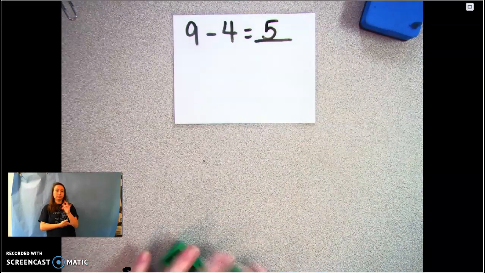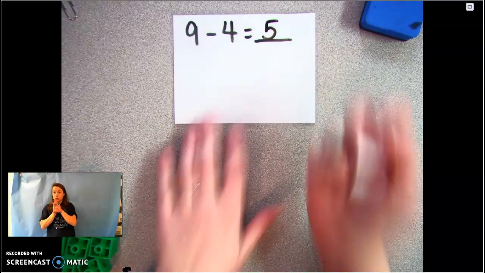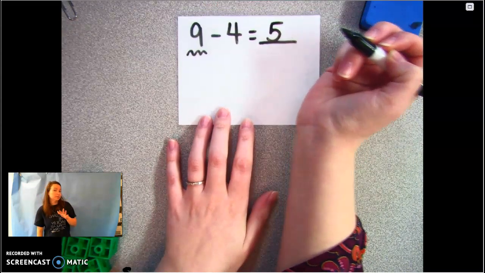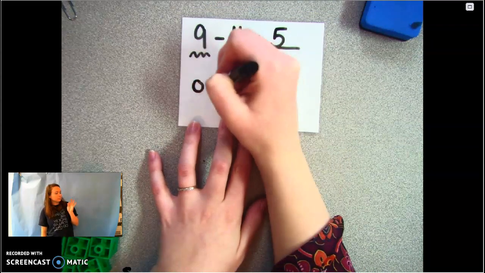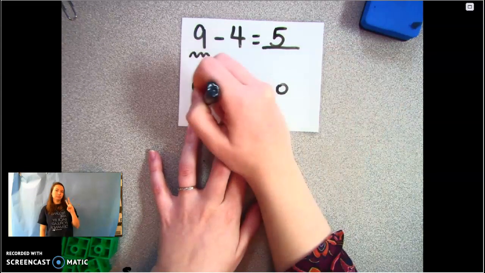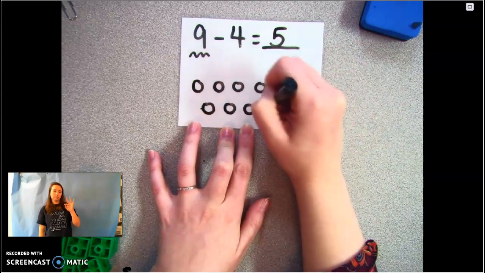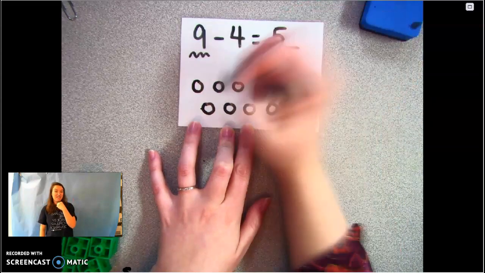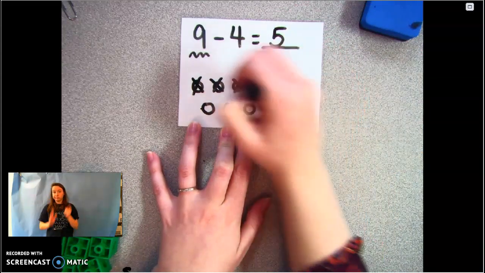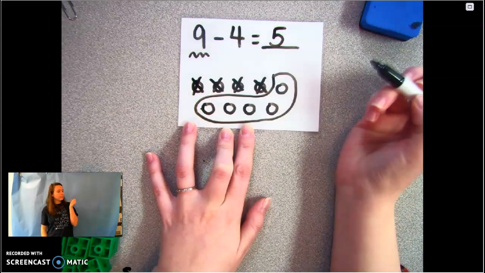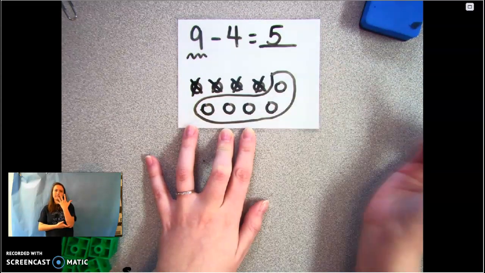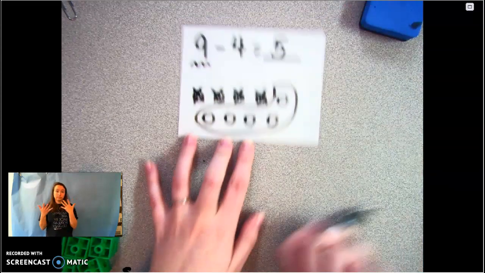If you needed to draw a picture, like on your homework or on your test, you could draw a picture. How many did we start with? 9. So let's draw 9 circles. 1, 2, 3, 4, 5, 6, 7, 8, 9. And she ate 4 of them, so I'm going to take 4 away because they're gone. Now I need to know how many are left. So I'm going to count them. 1, 2, 3, 4, 5. So my answer is 5.